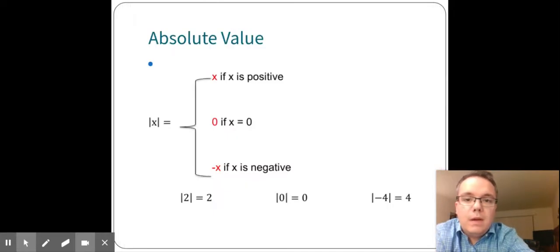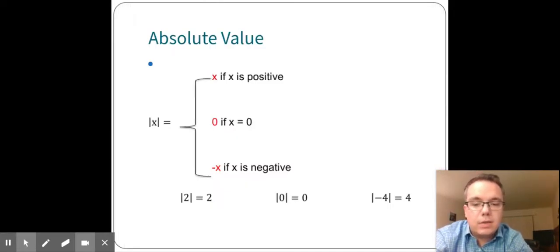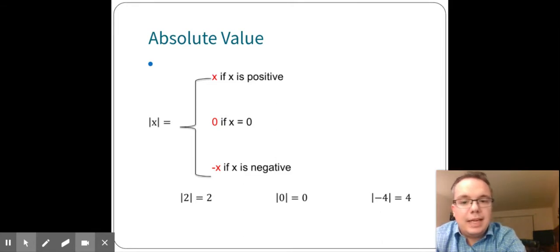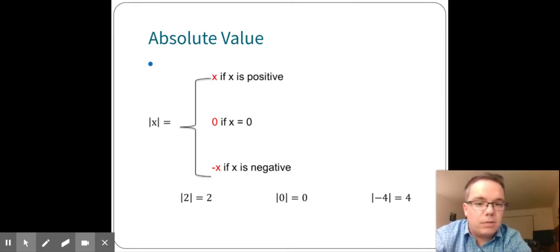So, first of all, remember absolute value has three parts, so we call that a piecewise function. If x is positive, we just get that number x back out. If x is 0, we get 0 out. And if x is a negative number, we get the opposite of x back out. So we can see down here how that works.